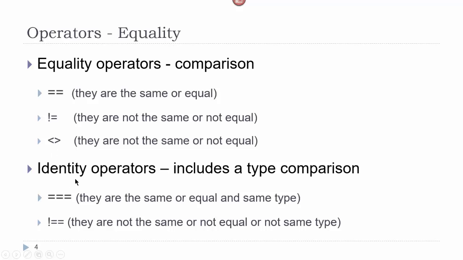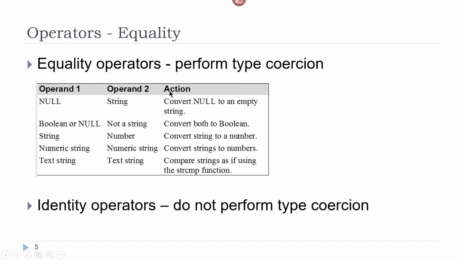We have what are called identity operators, and they include a type comparison. They are the three equals, and the exclamation with two equals. So that extra equal on the end is also comparing the type rather than just the surface value of whatever you are comparing. The equality operators will sometimes automatically perform a type coercion, meaning they will decide what type is being compared. And here are some examples under which this happens.